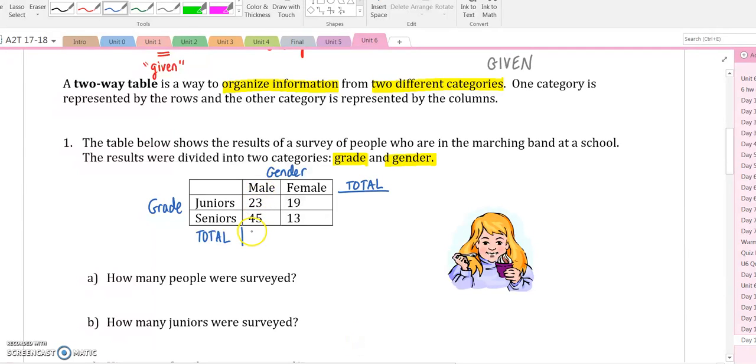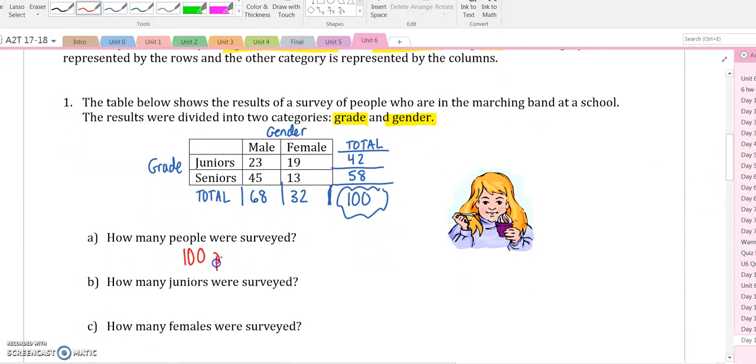So total males, I'm going to add these together. That's 68. Females is 32. Juniors is 42, and seniors, 45 and 13, so 58. And all together, we have 68 plus 32, that's 90 and 10, so 100 total people surveyed. And usually those are some of the first questions we answer. So here, how many people are surveyed? 100 people. How many juniors? So that's my total for juniors, which is 42 juniors. And how many females? My total for females is 32 females.